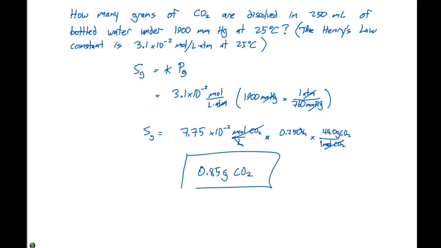So here we set up this problem. The equation is pretty straightforward, where the solubility is K times the pressure. We go through and we determine our concentration. Our concentration units are in molarity, which we've seen back in chapter 4. We have moles per liter. We multiply by our given volume, and then we multiply by the molecular weight of CO2. And that gives us 0.85 grams of CO2. And molarity is a concentration unit that we've seen before.